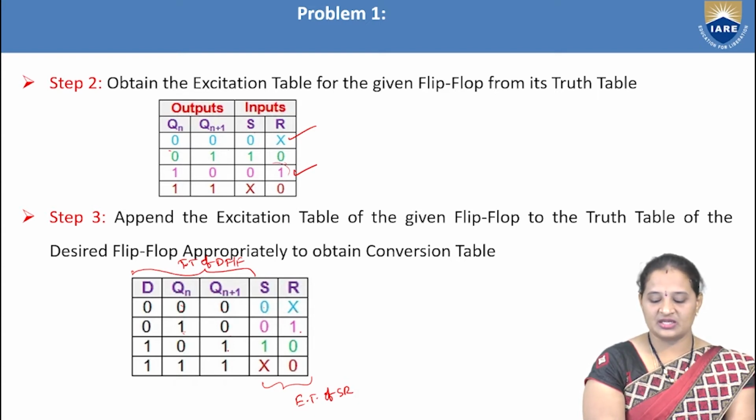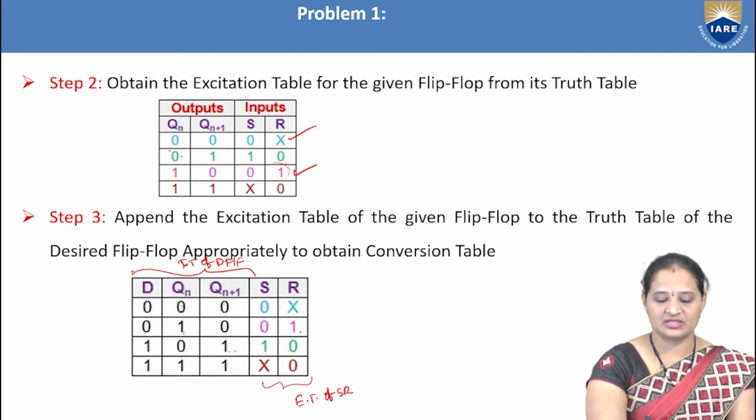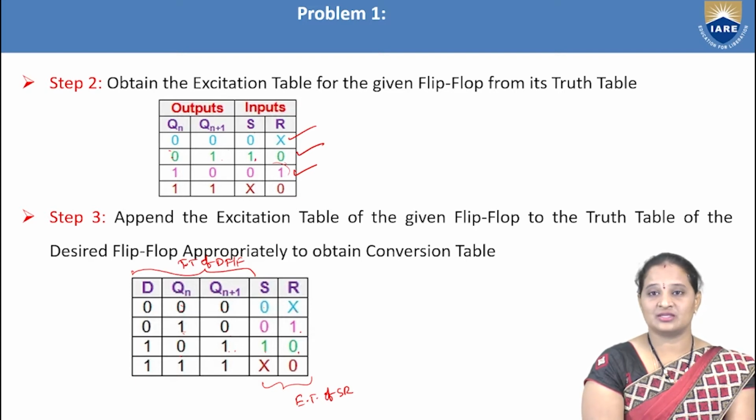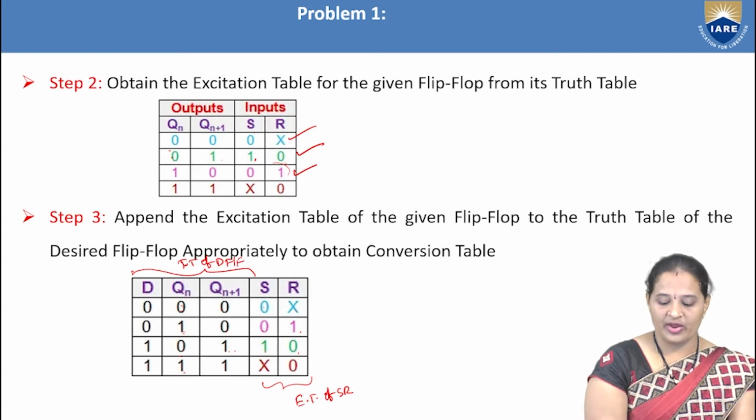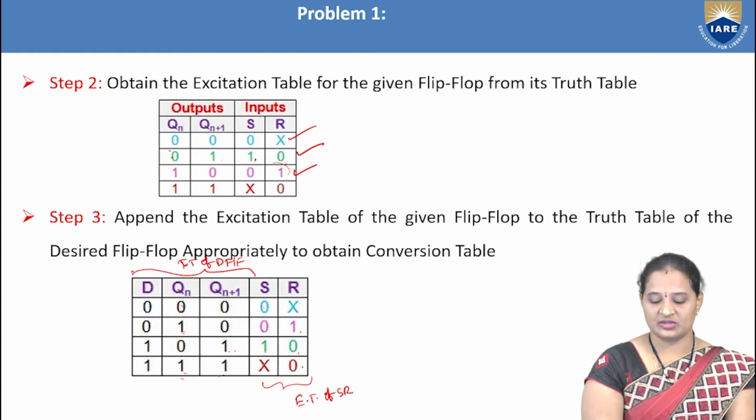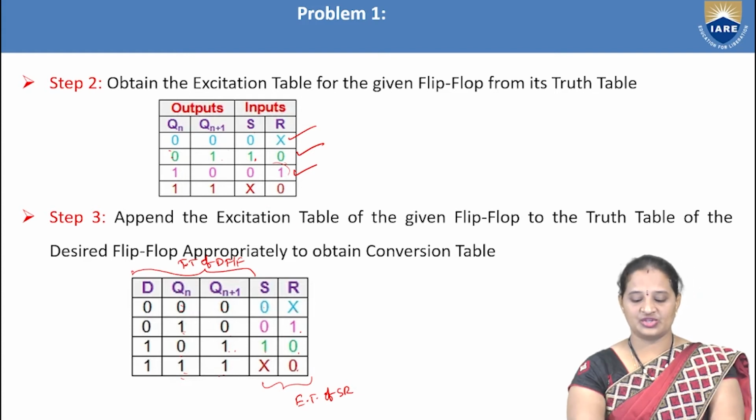Next, the present state is 0, next state is 1. So that means S is equal to 1 and R is equal to 0. Now, when both are equal to 1, S is equal to don't care and R is equal to 0. So this is the excitation table.